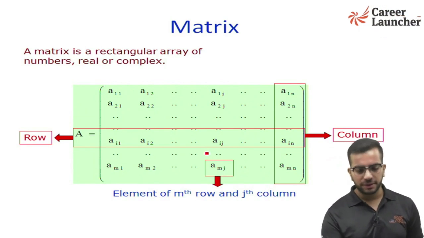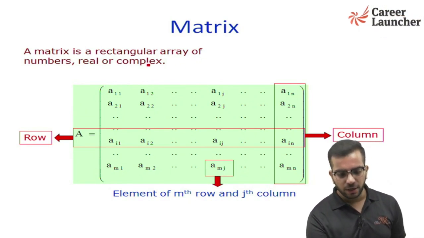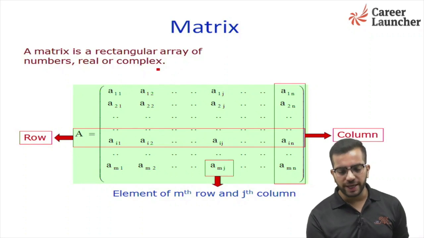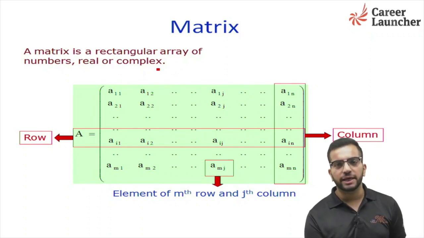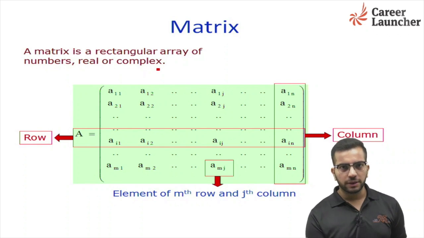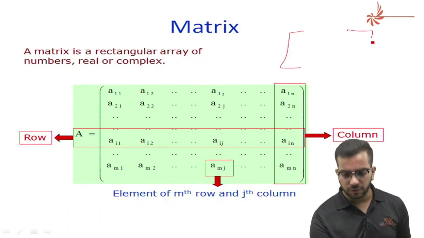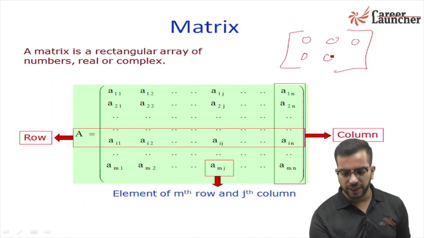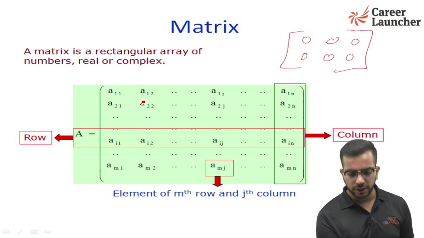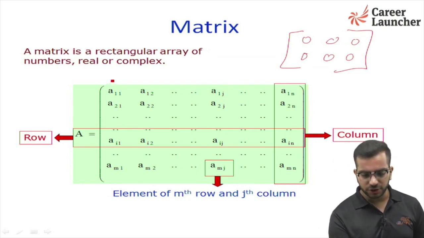A matrix is a rectangular array of numbers, real or complex. The numbers in an array can be real, complex, negative, positive. We represent a matrix in a form like this. We can write elements here, here, here, or anywhere if you want. The representation of a matrix is shown here.